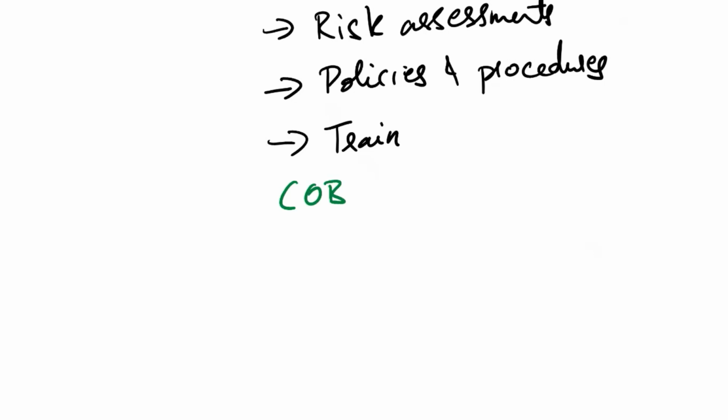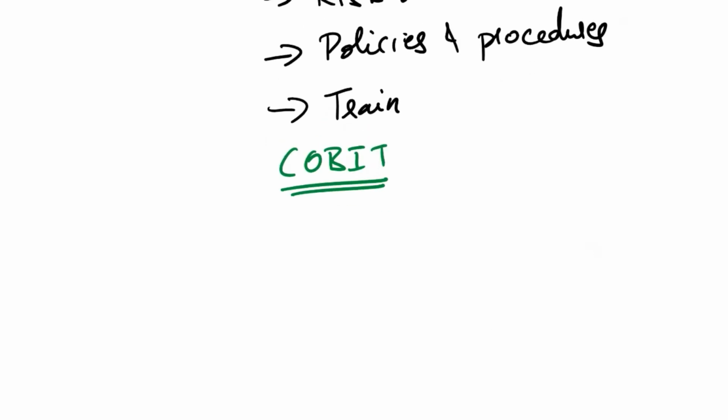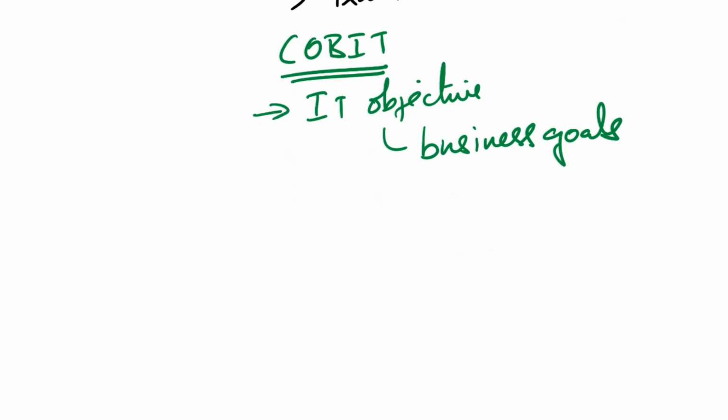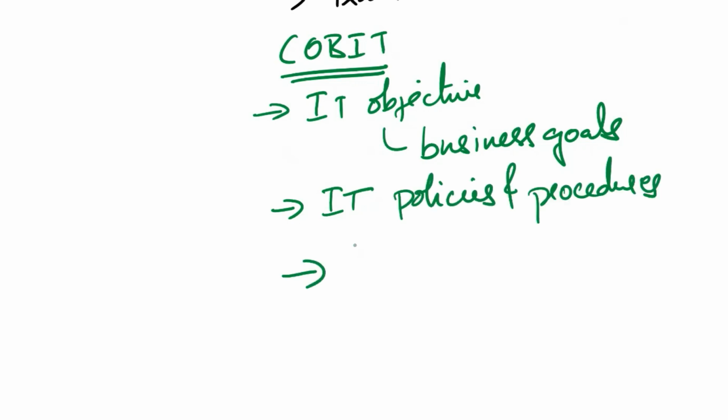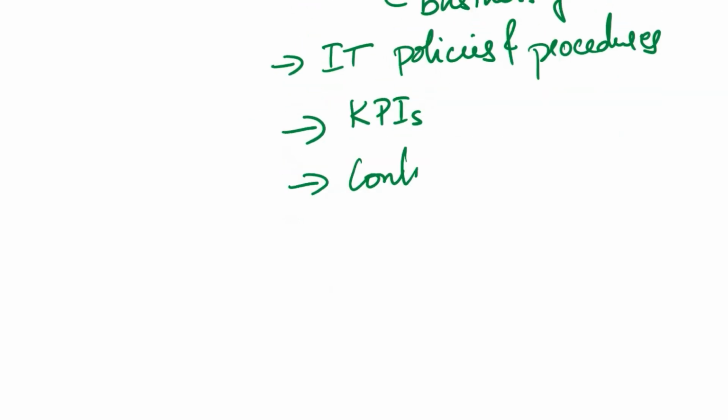Next framework is COBIT. It stands for Control Objectives for Information and Related Technologies. This is a framework for the governance and management of enterprise IT. So, how to ensure compliance with COBIT? First, align IT objectives with business goals using COBIT's governance and management practices. Next, establish and communicate IT policies and procedures. Next, monitor and assess the performance of IT processes using KPIs, that is key performance indicators. Next, continuously improve IT processes based on performance evaluations.